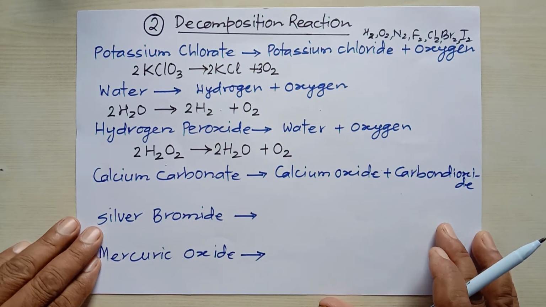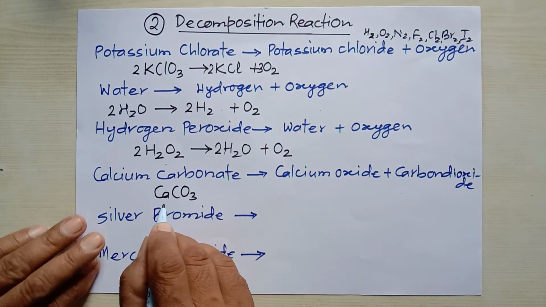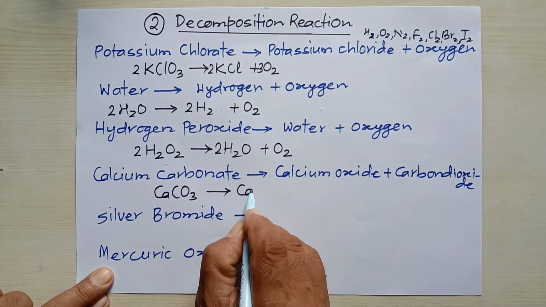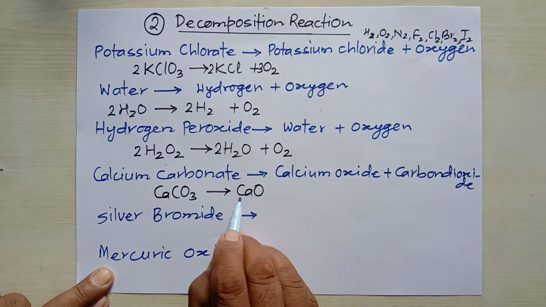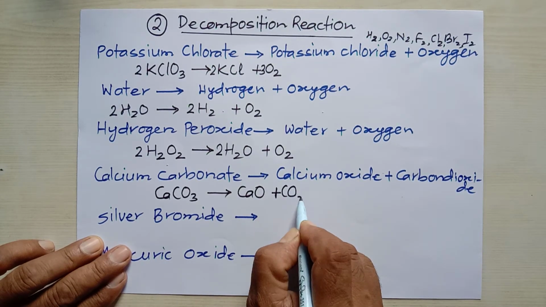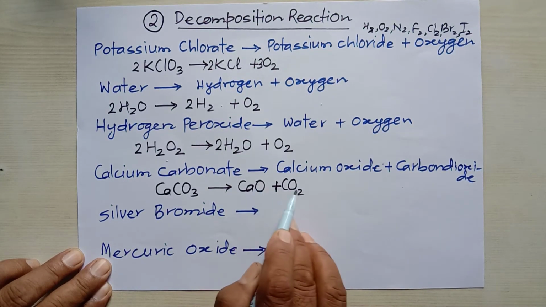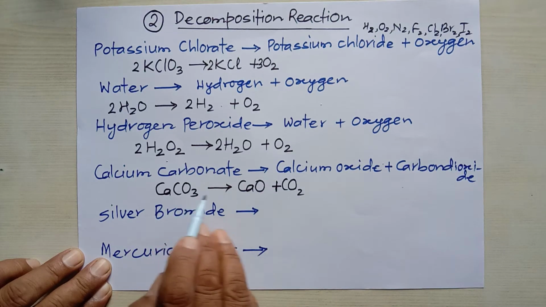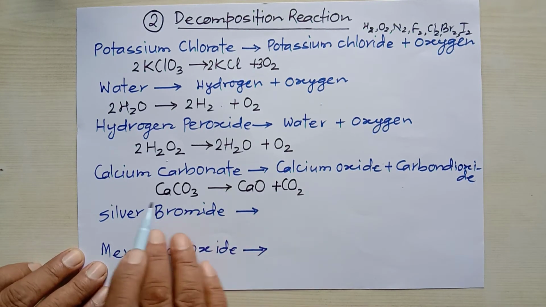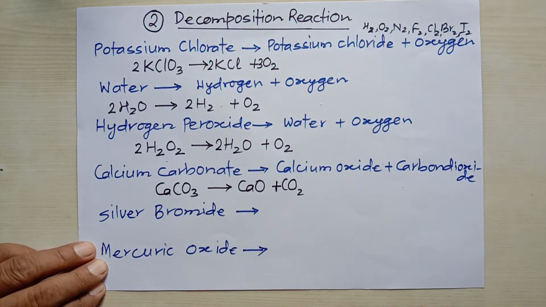Now, how to convert it into a balanced chemical equation? Calcium carbonate: calcium Ca, carbonate CO3, valency of calcium 2, carbonate 2, equal valency, no exchange. Now, calcium oxide: Ca, and oxygen is combined, valency 2, 2, no exchange, plus carbon dioxide, we know, CO2. Now look at these numbers, 2 plus 1, 3, on the right hand side it is 3, and on the left hand side also 3. Carbon 1 is balanced, oxygen already seen, calcium 1, this is the balanced chemical equation. Okay, now we don't have to take any number, it is already balanced.